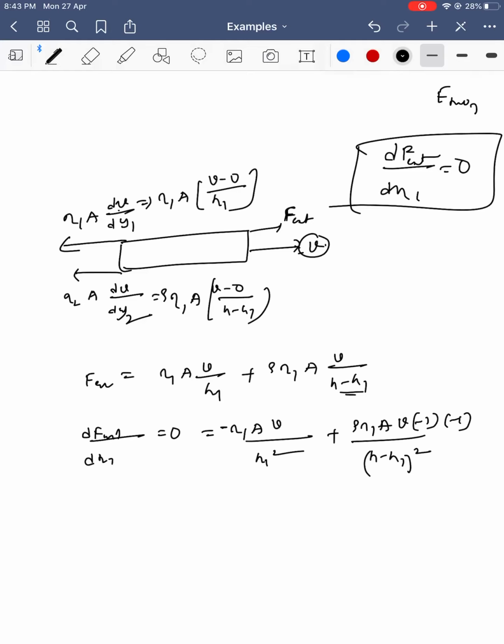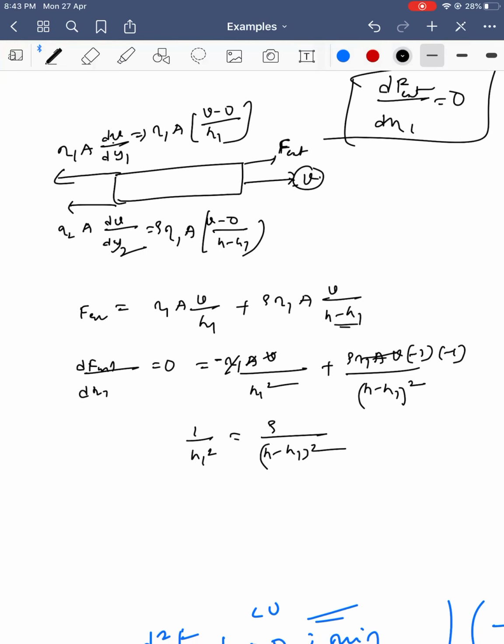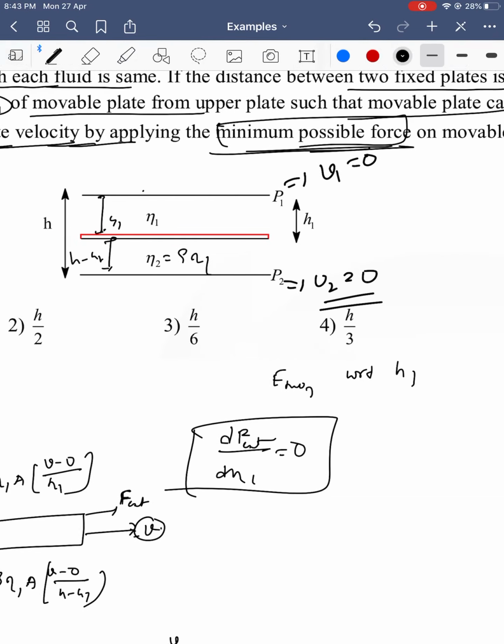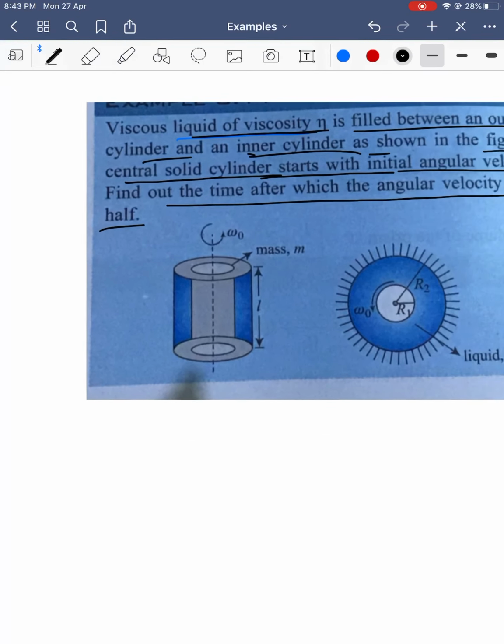it will be, nu1 A v gets cancelled, 1 by h1 square is equal to 9 by (h minus h1) square. You can get (h minus h1) by h1 square is equal to 9. Get the value of h1, that is the position where you will get the minimum possible force. Let's go to the other question.